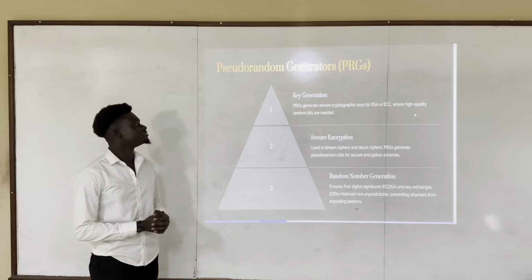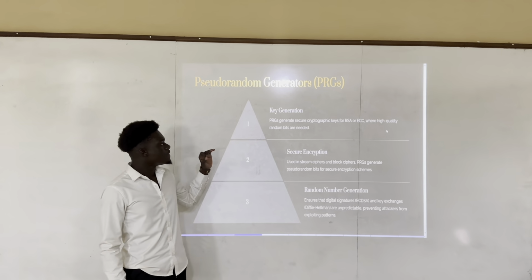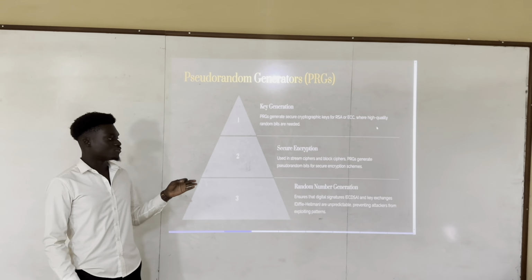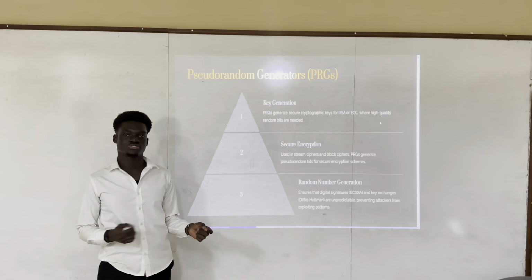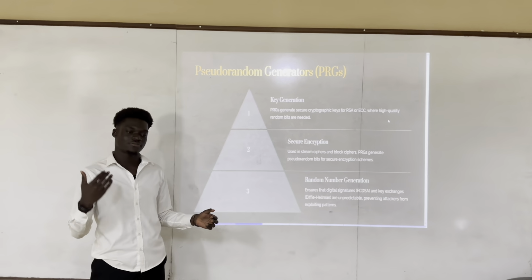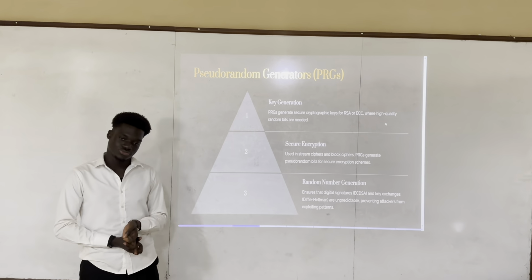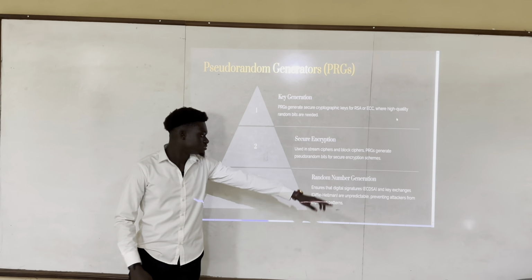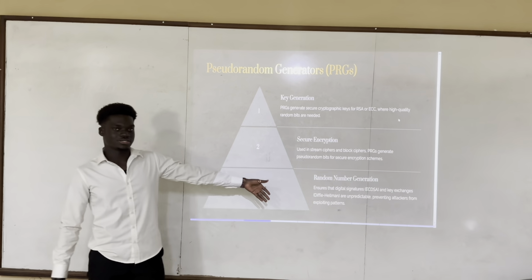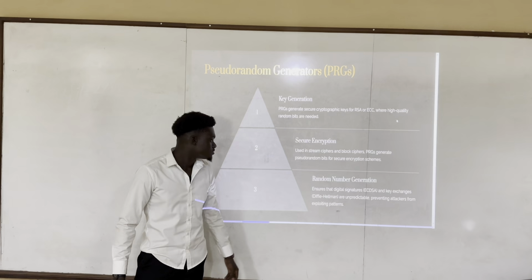So now we come to pseudo-random generators. The first part of pseudo-random generators are key generators. They are PRGs generating secure cryptographic keys for RSA or ECC. Then we come to secure encryption, used for stream ciphers or block ciphers. Thirdly, we have random number generators. These ensure that digital signatures, ECDSA, and key exchange are unpredictable, preventing attackers from exploiting patterns.